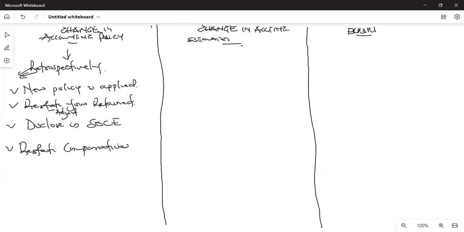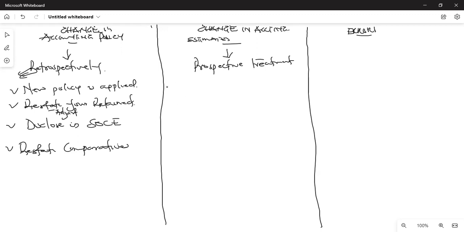Coming to change in accounting estimate, the standard says that one has a prospective treatment. Once you've changed, you need to continue to apply the change going forward. So it's prospective, to look forward. The effect of the change should be included in your profit and loss in the period of the change.